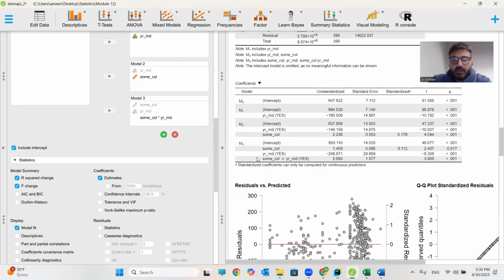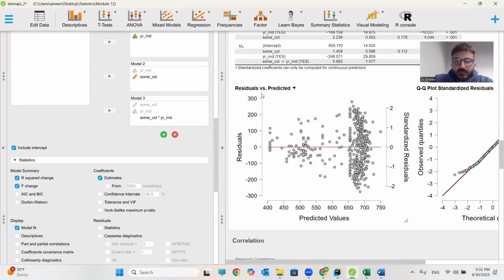And then in my last model here, where I have the interaction between year round and some college, we can see the API increase by approximately 6. So what this is telling me is, if a school is open year round, with every 1% increase in some college, we can expect the API to increase by 6.